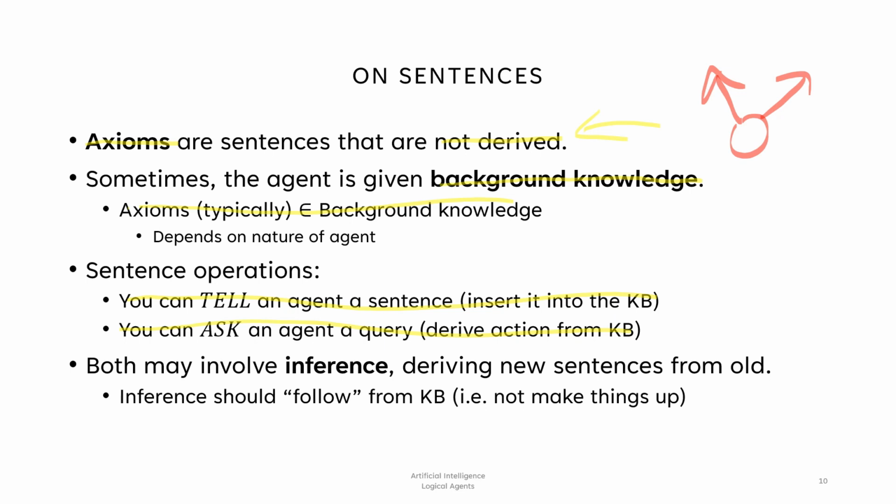Now, both of these operations may involve inference, which is deriving new sentences from old. We're going to see this topic a lot in this chapter, and also know that inference should follow from the knowledge base. So optimally, with inference, we're not making anything up. Inference should just be a new perspective or a realization from the knowledge that we already have. We'll see an example of that later. But we're not trying to make anything new, just trying to detect a pattern in the knowledge we have.